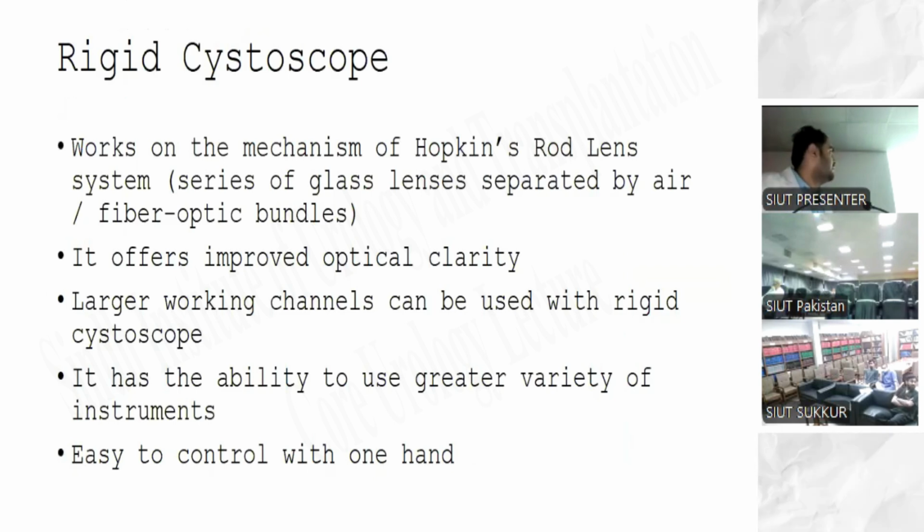And the rigid cystoscope. Actually, the rigid cystoscope works on the mechanism of the Hopkins rod system, which consists of glass rods separated by air. Now, this rigid cystoscope has become obsolete. We are using the semi-rigid, and these rigid cystoscopes had advantages like a large working channel. They are easy to manipulate and can be used.